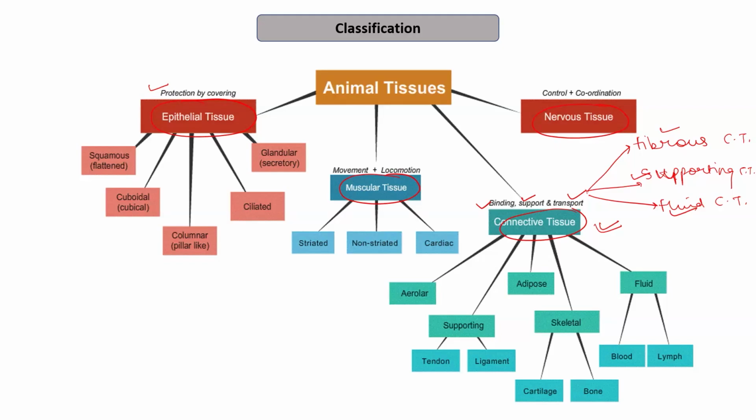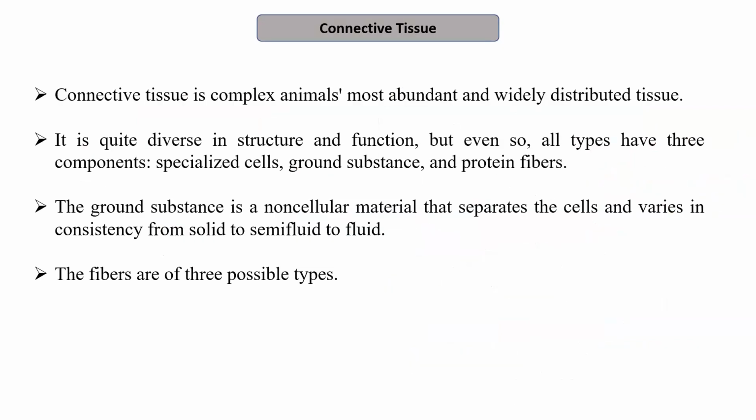So what is a connective tissue? Connective tissue is, in complex animals, the most abundant and widely distributed tissue. So it is the most widely distributed tissue present in the animal body. It is quite diverse, as we discussed, being of three types: fibrous, supporting, and fluid. So it is quite diverse in structure and function. But even so, despite the differences in structure and function of these different types of connective tissue, there are certain similarities which are present in all of them.